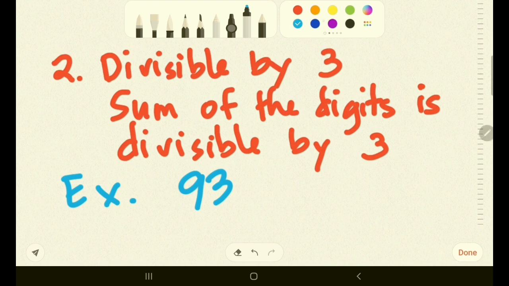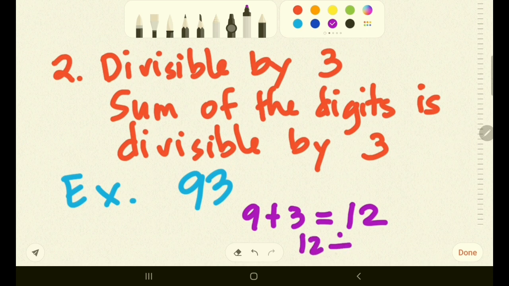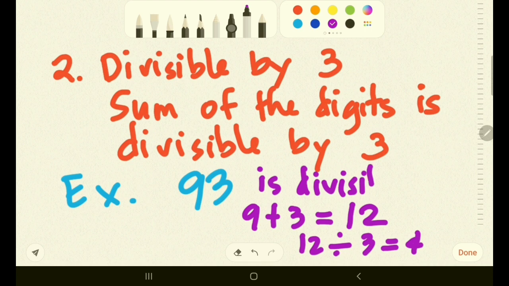You add 9 and 3. 9 plus 3 is 12. Of course, 12 is divisible by 3, since 12 divided by 3 is 4. Meaning their quotient is a whole number. Meaning 93 is divisible by 3. Okay, very easy.